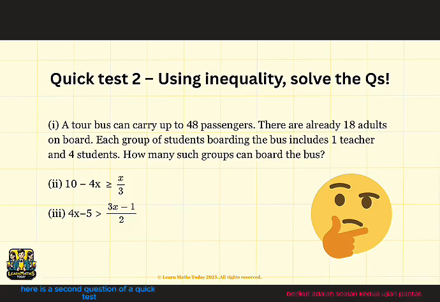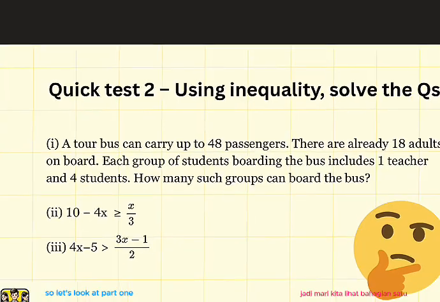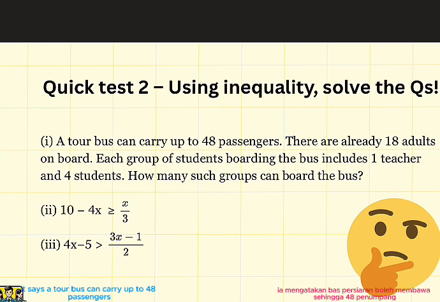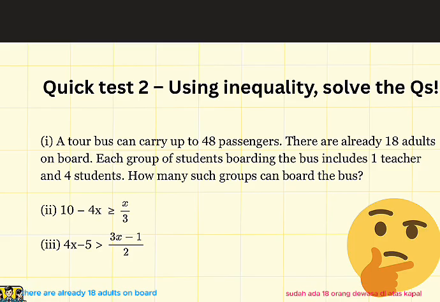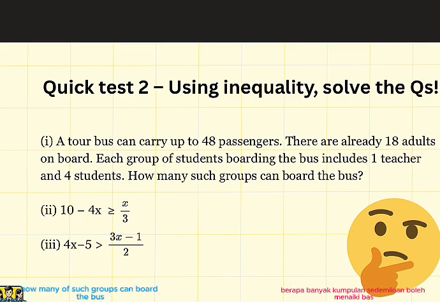Here is a second question of a quick test. Please do pause the video if you are trying it out. If not, I will continue. So let's look at part 1. It says a tour bus can carry up to 48 passengers. There are already 18 adults on board, and each group of students boarding the bus includes 1 teacher and 4 students. How many of such groups can board the bus?